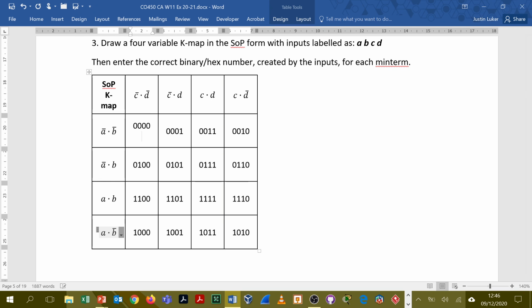So now convert those to hexadecimal. So 0 for 0, that's easy. And that's 1. And then we have 3. And then we have 2. And here we have 4. That's 5. That's 7. That's 6.